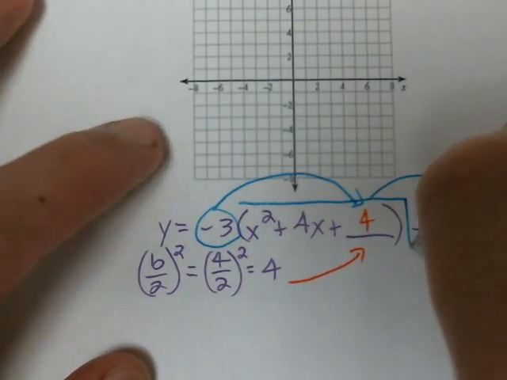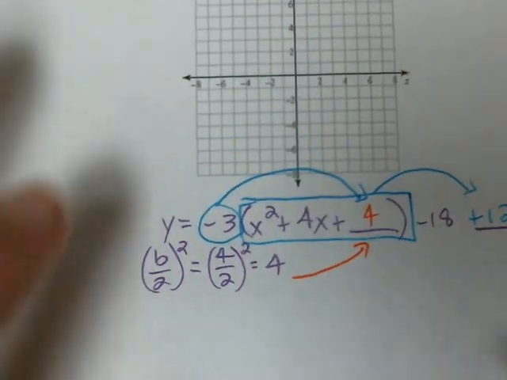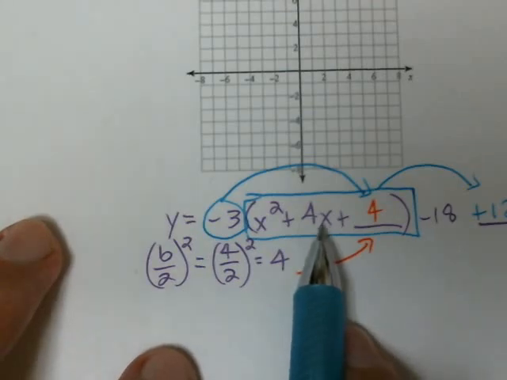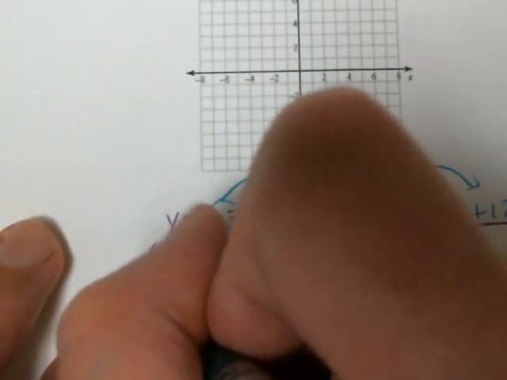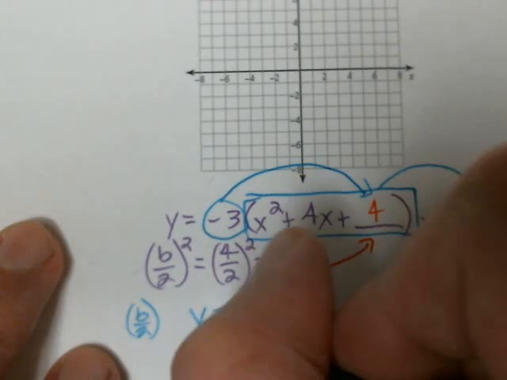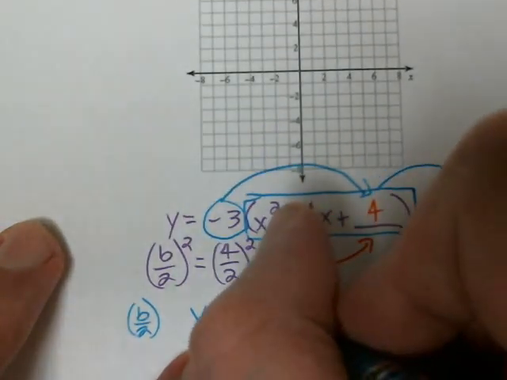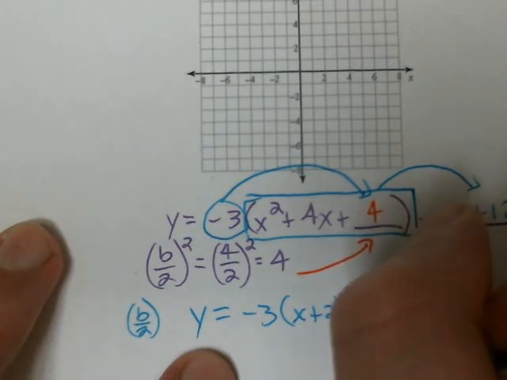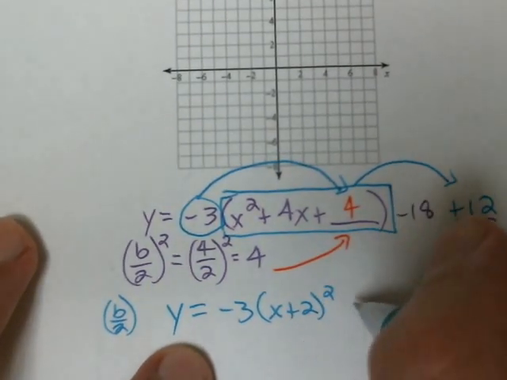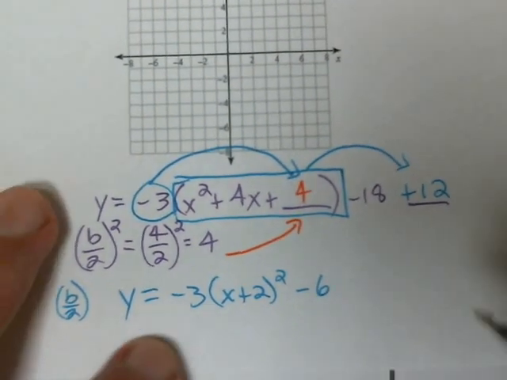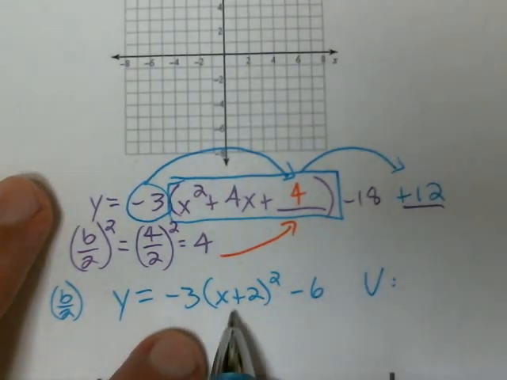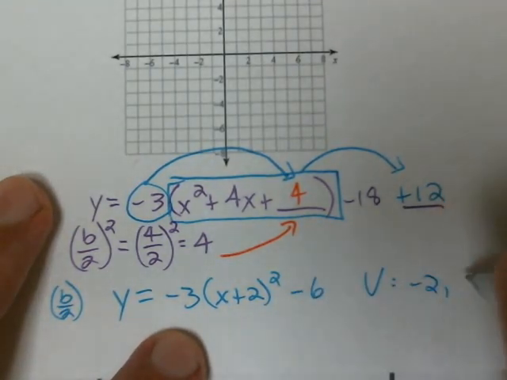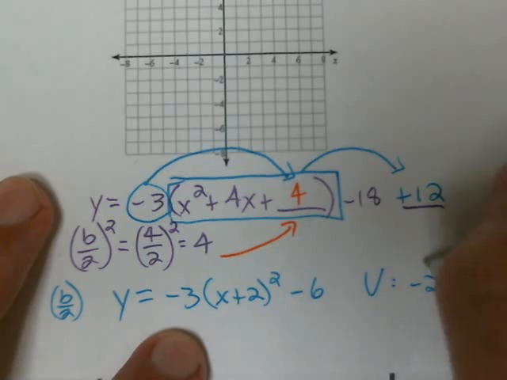So I have this right here. I can factor this. How do I factor this? Half of b. Half of b is how it factors. So I can't forget I've got this negative 3 out front. So I've got negative 3. Half of 4 is 2. So it's x plus 2 quantity squared. Combine my like terms, that gives me a negative 6. So my vertex is flip, leave alone, negative 2, comma, negative 6.